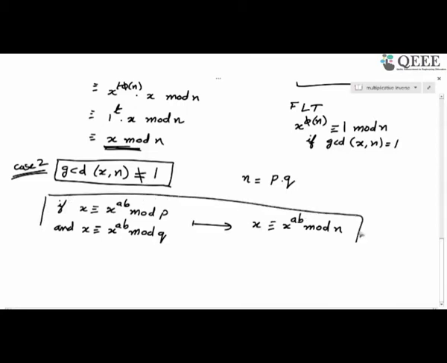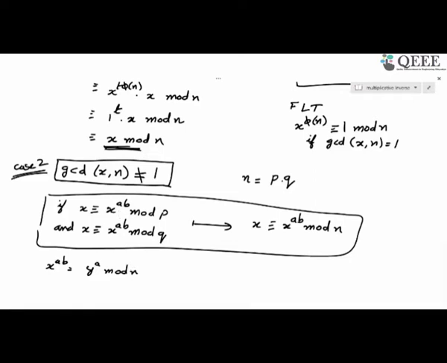Okay, so we will use the Chinese remainder theorem to state that when you raise x to the power of ab mod n, we will get back the original message x. We will prove it by showing that raising the message x to the power of ab mod p and x to the power of ab mod q, we get the original message again. So recall that x to the power of ab is nothing but y to the power of a mod n, right?